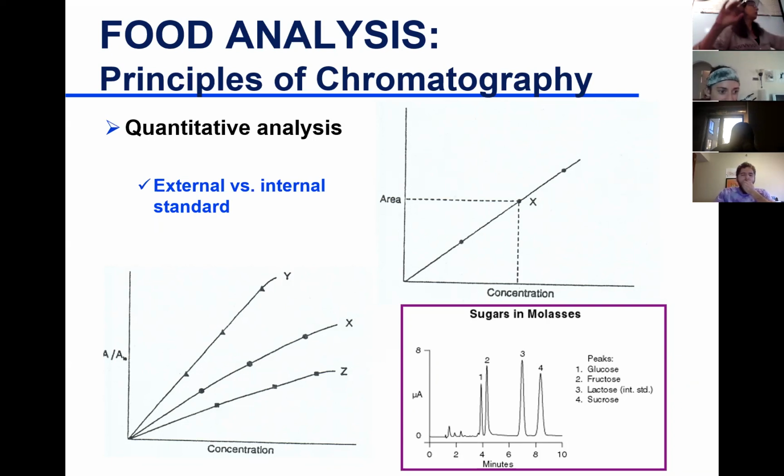Okay, so I always have that ratio. I use the ratio to plot the curve. I use the ratio to calculate x. So I have my internal standard corrected for everywhere.